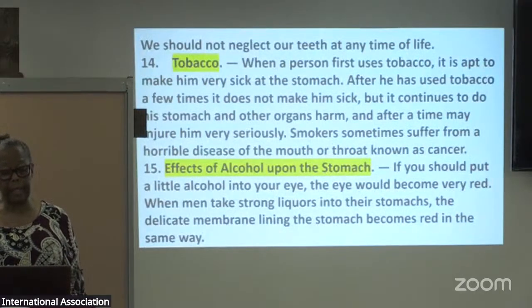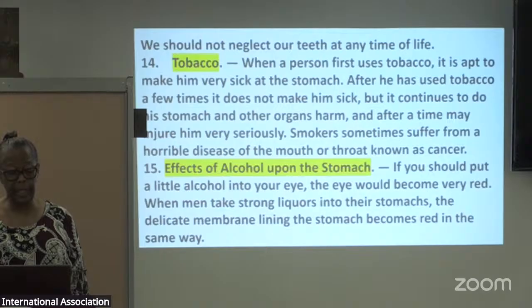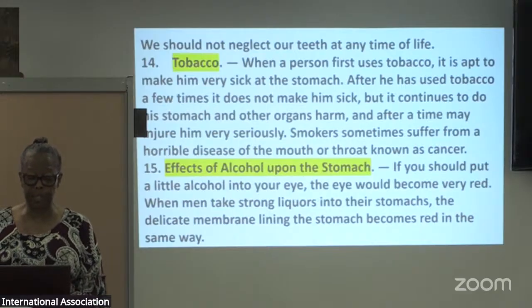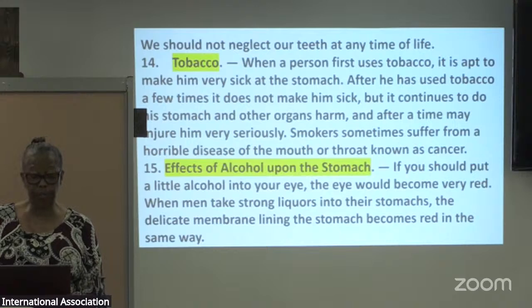We should not neglect our teeth at any time of our life. Tobacco. When a person first uses tobacco, it is apt to make him very sick at the stomach. After he has used it a few times, it does not make him sick, but it continues to do his stomach and other organs harm. And after a time, he may injure himself very seriously. Smokers sometimes suffer from a horrible disease of the mouth or throat known as cancer.